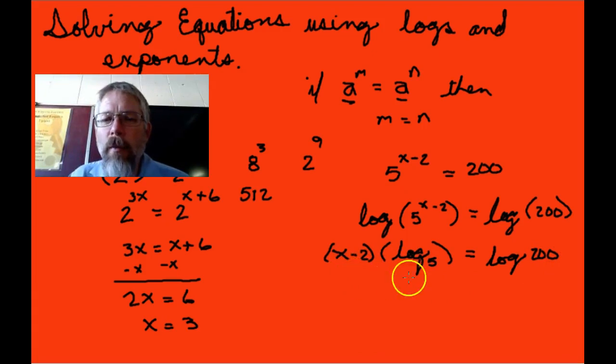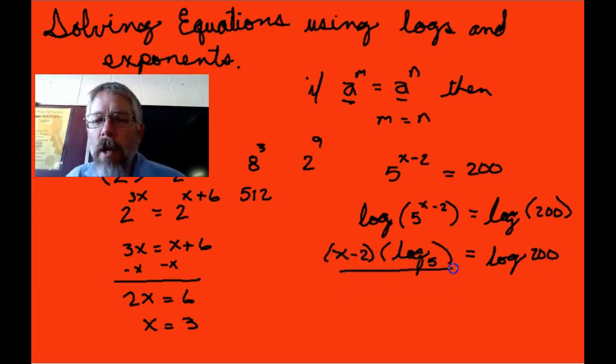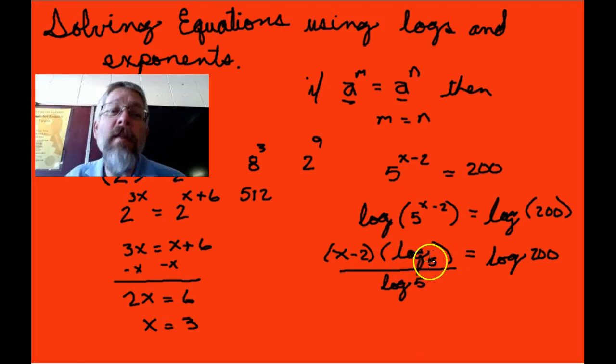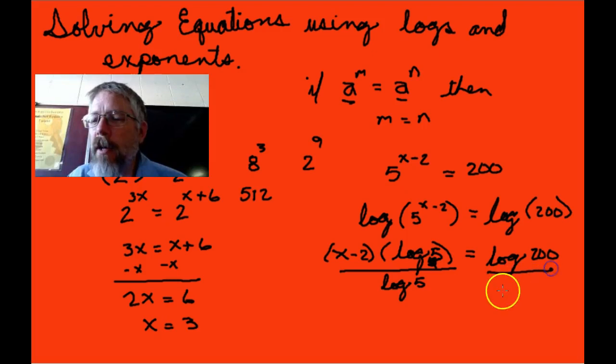Now I want the x minus 2 by itself, so I'm going to divide both sides of my equation by the log of 5. And I just realized I said the log in base 5 up here. I mean the log of 5, it's not the base 5, it's the log of 5. I apologize for that. So anyway, if I divide by the log of 5 on that side, I have to divide by the log of 5 on this side.